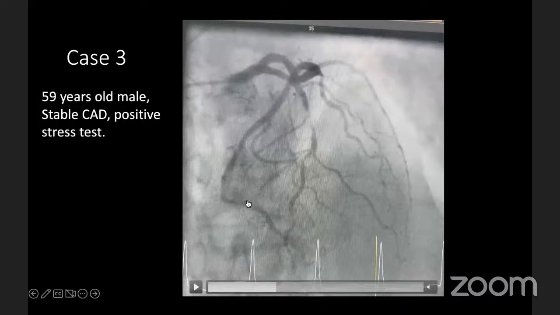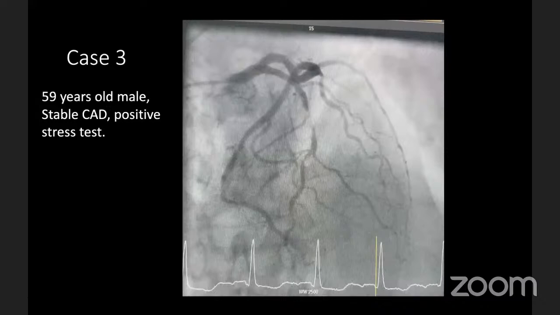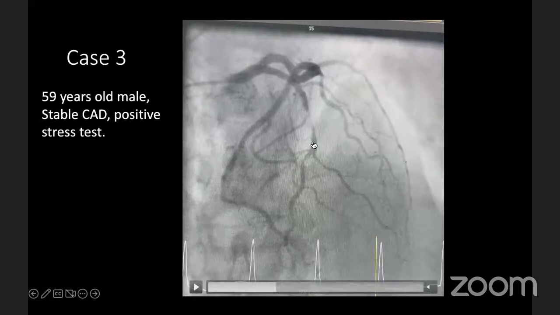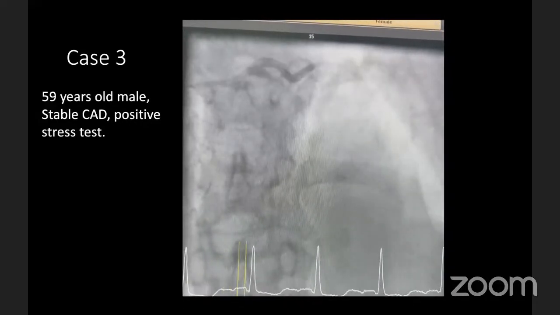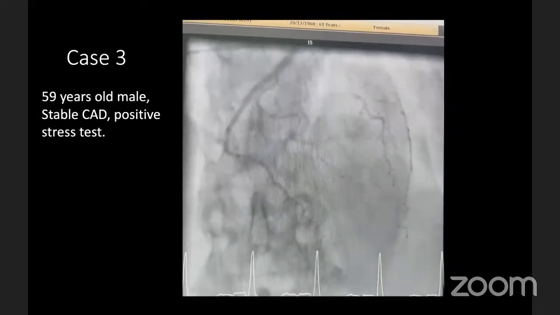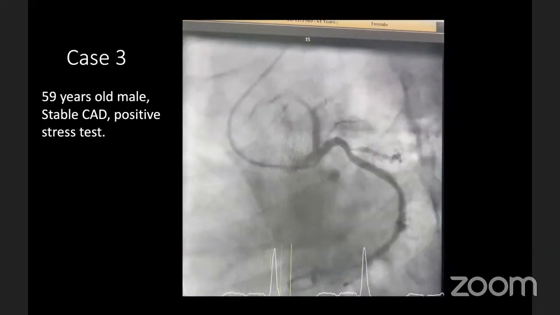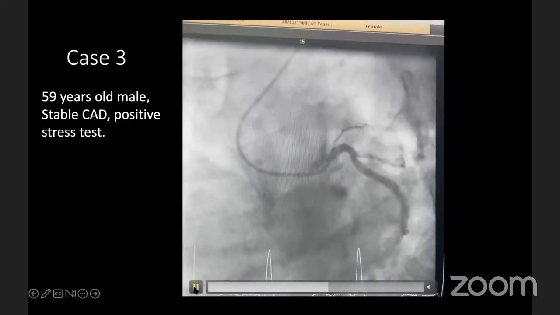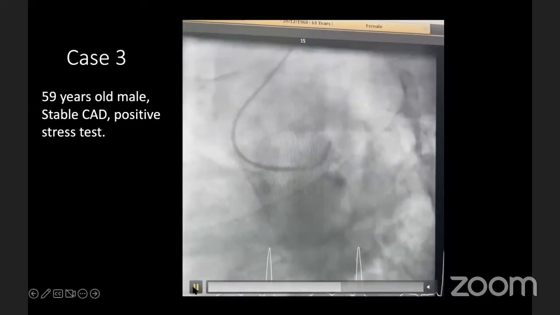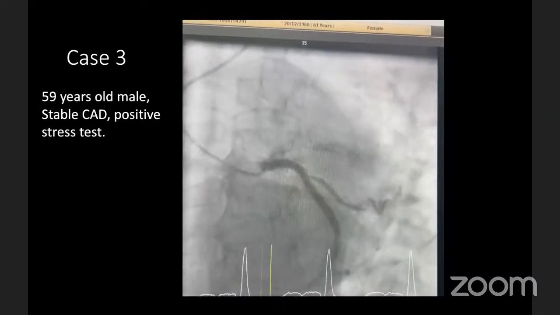This is the LCX. And this one? This one is usually the LAD, with the diagonal up and the LAD here. Okay. And do you see any significant stenosis? Yeah, significant stenosis proximal. Okay. So far, no left main. No left main. There is a stent in the proximal LAD, maybe. Yes.